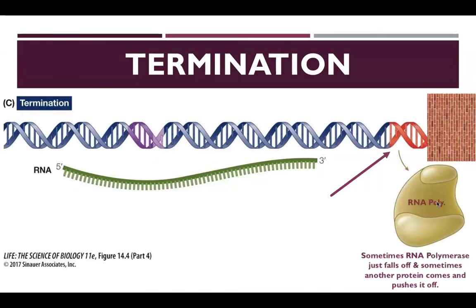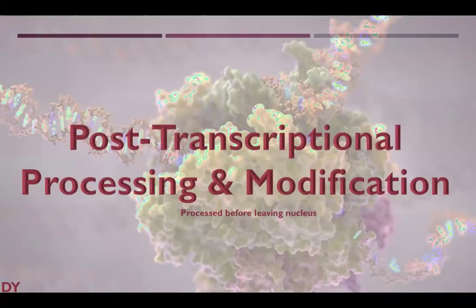After it reaches the termination site, it's like it tells the RNA polymerase, hey, you need to stop creating this RNA transcript. So that RNA transcript leaves, and RNA polymerase either just falls off the DNA template strand, or another protein can come and push it off the template strand. So now that you have your messenger RNA, there still needs to be more work done. This is where your post-transcriptional processing and modification occurs.